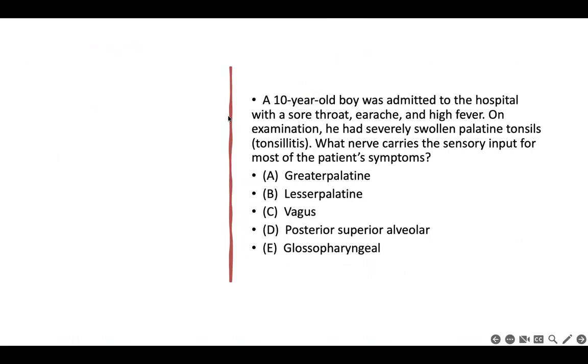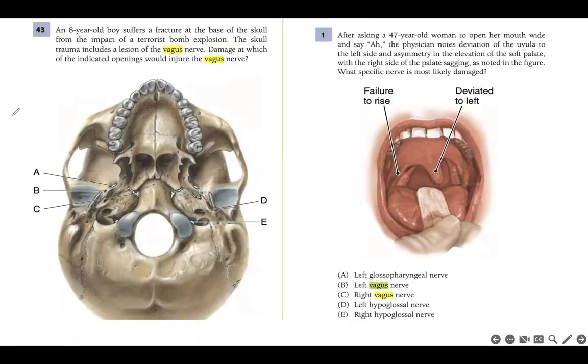Here, a patient admitted to the hospital has tonsillitis. Tonsillitis, what nerve supplies the tonsil? Surely the glossopharyngeal nerve. Here, the uvula is deviated to the left, so it is a right vagus lesion.